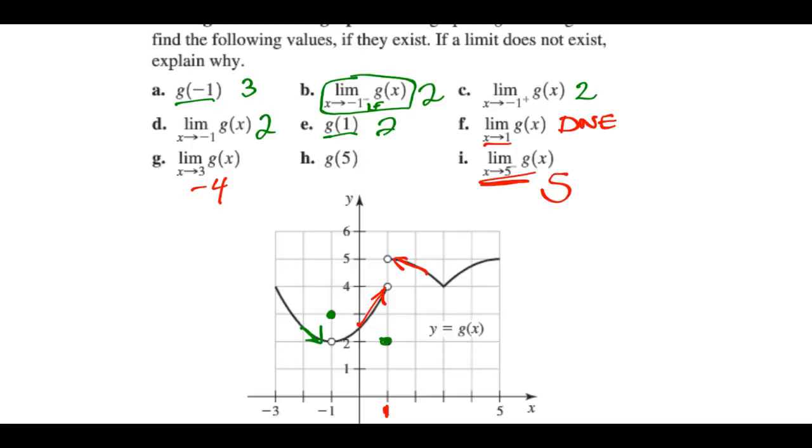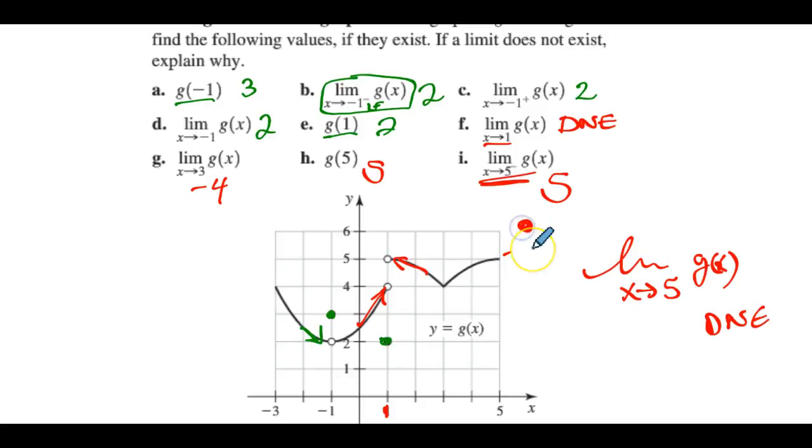I just can't even see the function. So I would almost say if they were to ask for the limit as x approaches 5 of the g of x function, I would say it does not exist because I don't know what's happening. Maybe the function's up here and there's a break.